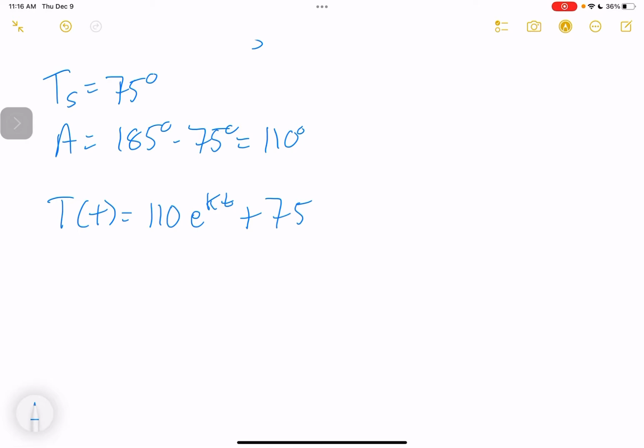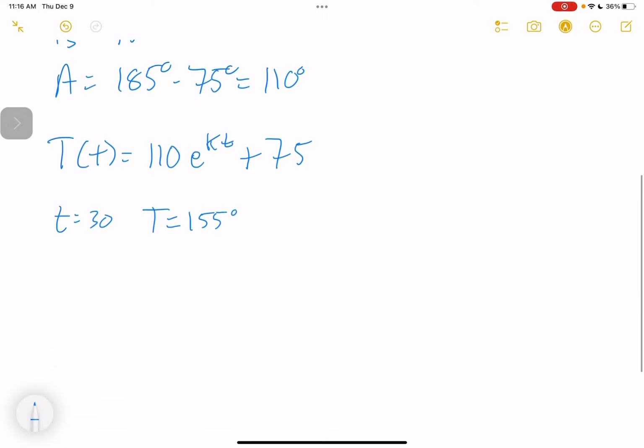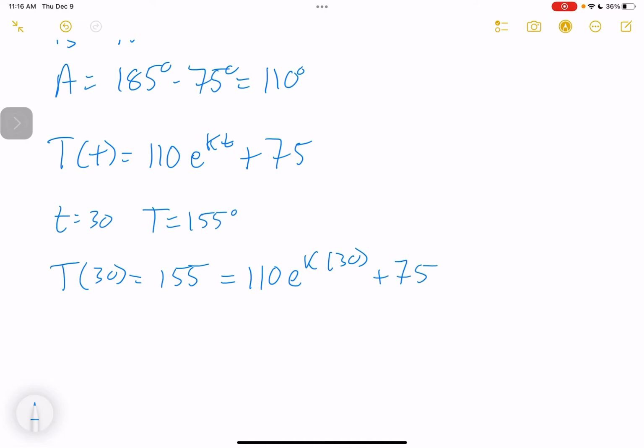Now, we want to know what that k is. We'll need that to find other information. So what it does tell us is that at time equals 30 minutes, the temperature of the turkey is 155 degrees. And I'm going with t being in minutes, and then I know the last question asks for it in hours. We'll just divide by 60 to get hours. So we take that 155, we're going to put it in place of T of t. So if it helps, you can say T of 30 is 155, which is equal to 110 e to the k times 30 plus 75. And the only unknown here is the k, so we're trying to solve for the k.